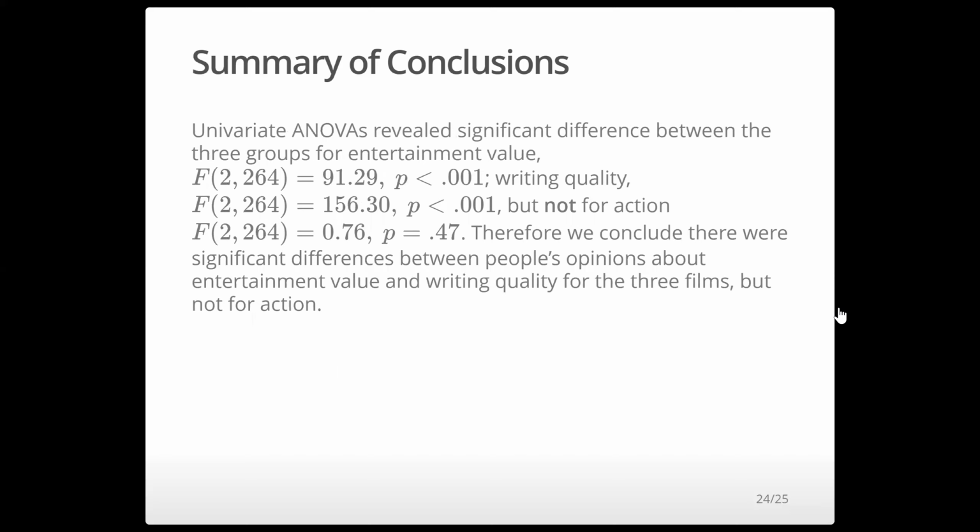Then we did step 2B. On step 2B, we did univariate ANOVAs. That revealed significant differences between the three groups on writing quality and entertainment value, but not for action. So therefore, we conclude that there are differences between people's opinions about entertainment value and writing quality across the three films, or across the three groups.